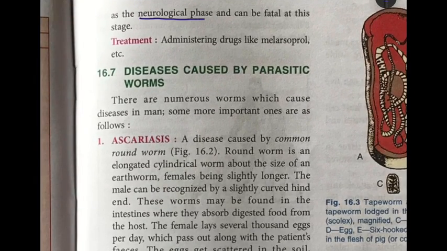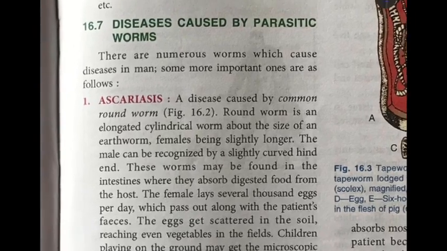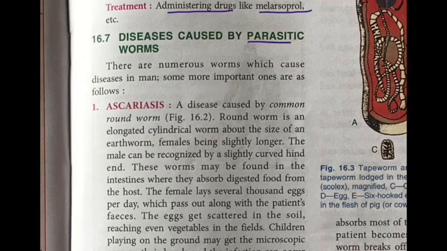Why the neurological phase? Because it is creating confusion in the person, numbness in the person, that is, it is attacking the nervous system. And at this stage it can be fatal, that is, the person will die. And what is the treatment? Drugs or medicines like melarsoprol.